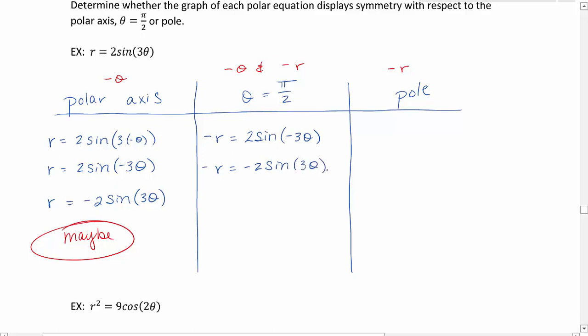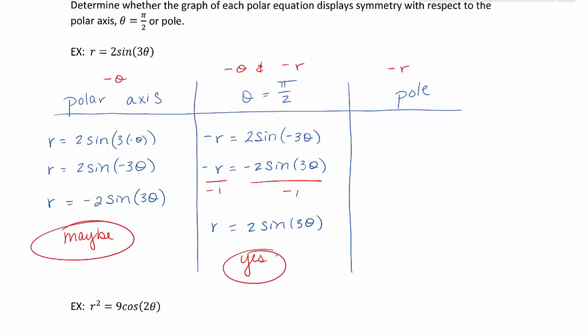We look to see if there's any more simplifying to do. Well, we could divide both sides by negative 1. That's frequently helpful when testing for symmetry. It's going to be positive r and then positive 2 sine of 3 theta. Comparing it to our original, it is. So the graph of this equation will display symmetry with respect to the line theta equals pi over 2.